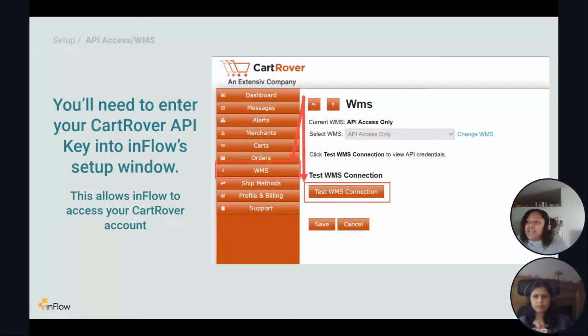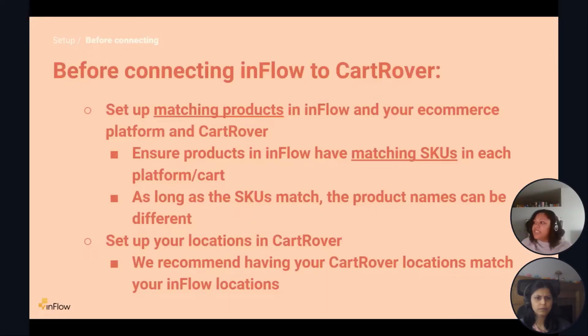Secondly, you're going to want to enter your CartRover API key into inFlow's setup window. That API key can be found in the WMS section once you're signed into your CartRover account. You're going to want to choose API access only as your WMS, and then click on that test WMS account so you can view your actual API credentials. This will allow you to input that into inFlow and access your CartRover account. I'm going to go over a demo in just a moment here.